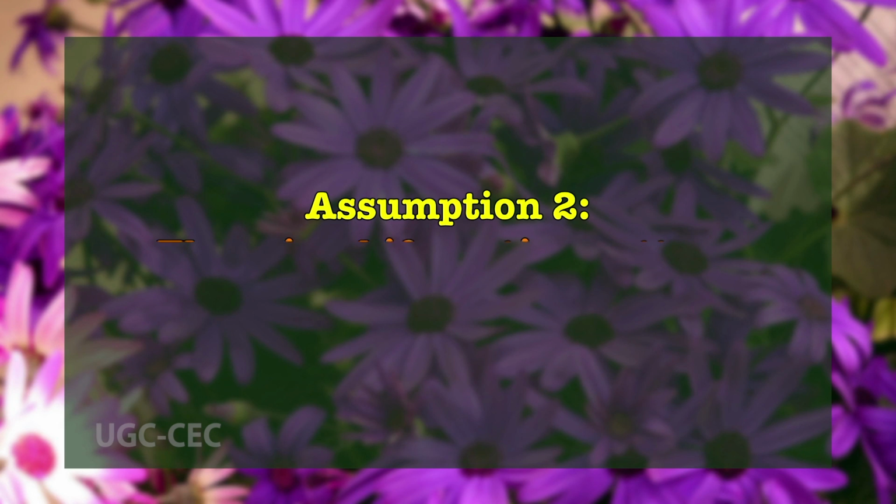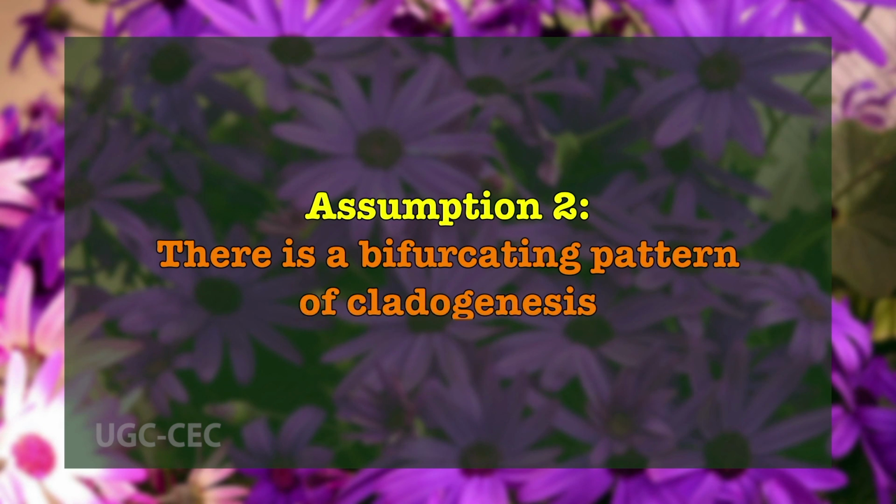Again, the assumption states that all the diversity of life on Earth has been produced through the reproduction of existing organisms. Assumption 2. There is a bifurcating pattern of cladogenesis. This assumption is perhaps the most controversial. That is, new kinds of organisms may arise when the existing species or populations divide into exactly two groups.